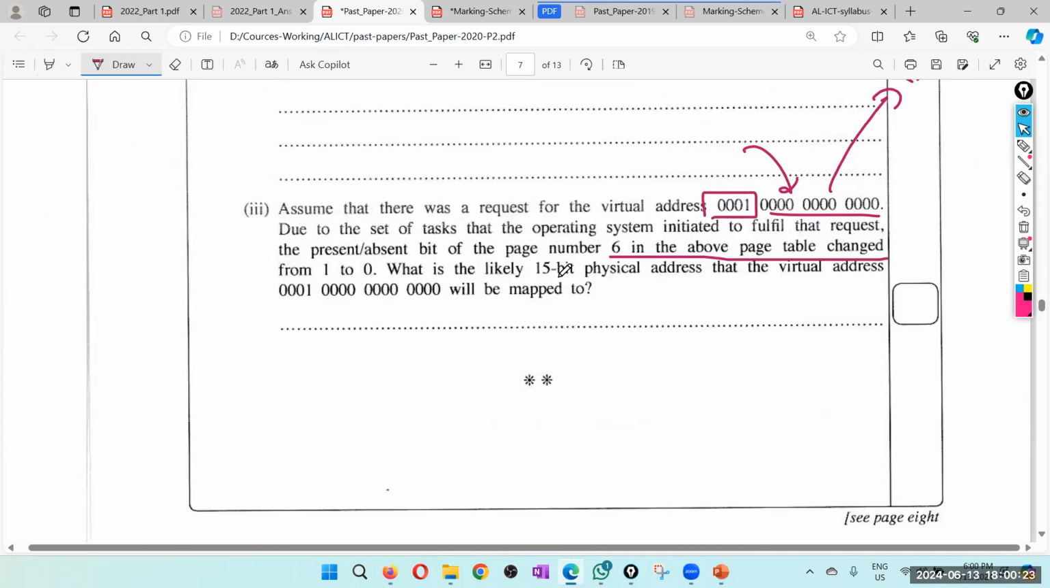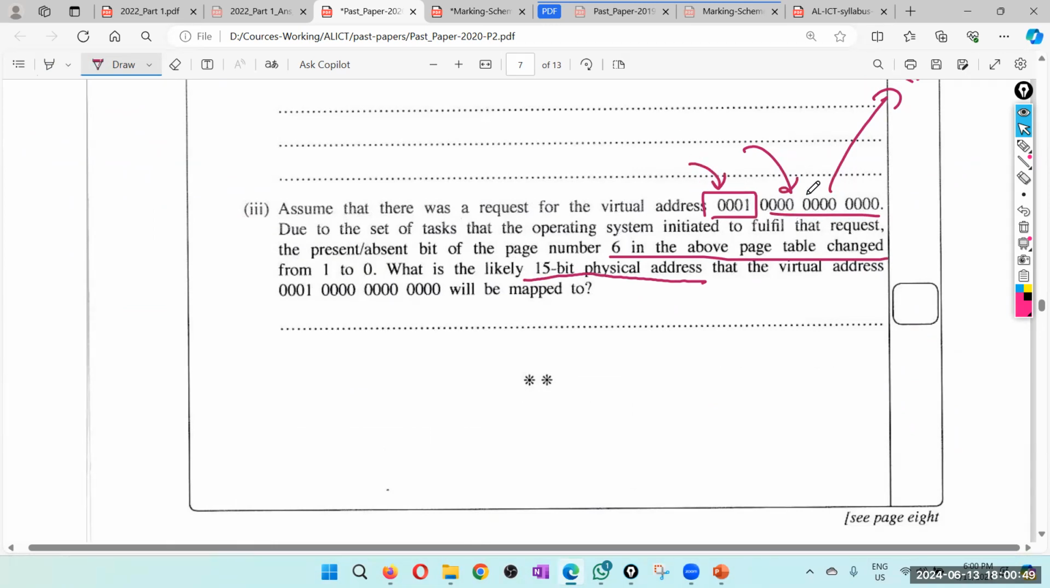What is the likely 15-bit physical address that this particular virtual address is mapped to? So you can see this address, 0001, is the page number. So that means page number 1. So this is page number 1.